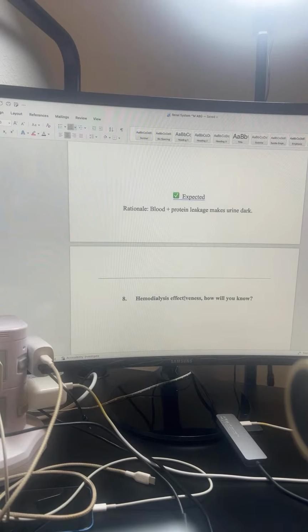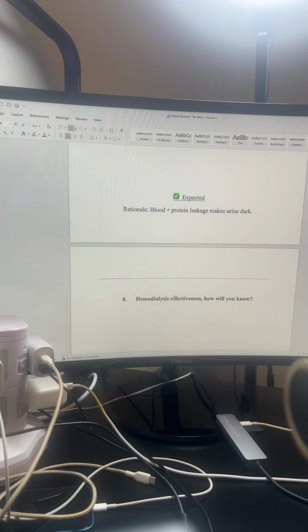Hemodialysis effectiveness. How will you know that your hemodialysis is effective? What will you be monitoring, or what would have changed? Labs. Level of consciousness. Not looking for that. Why do we emergently take them to get their dialysis done?